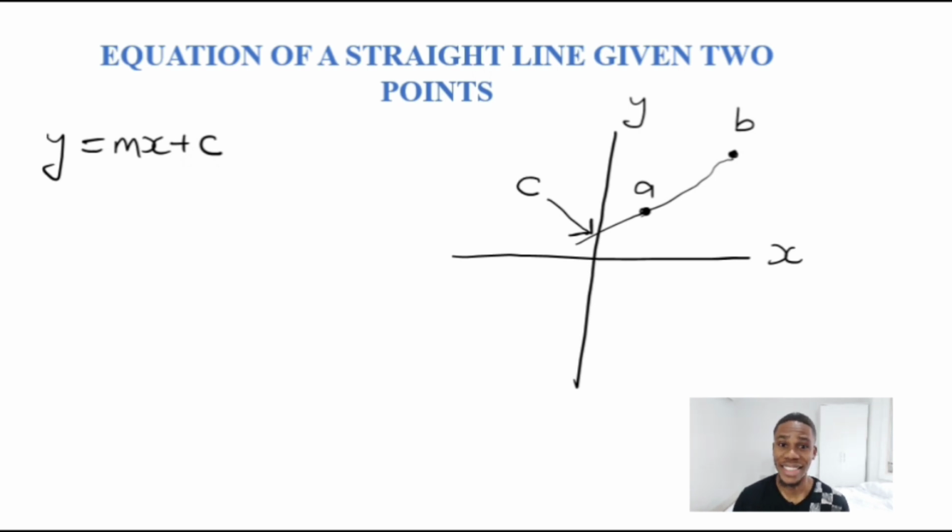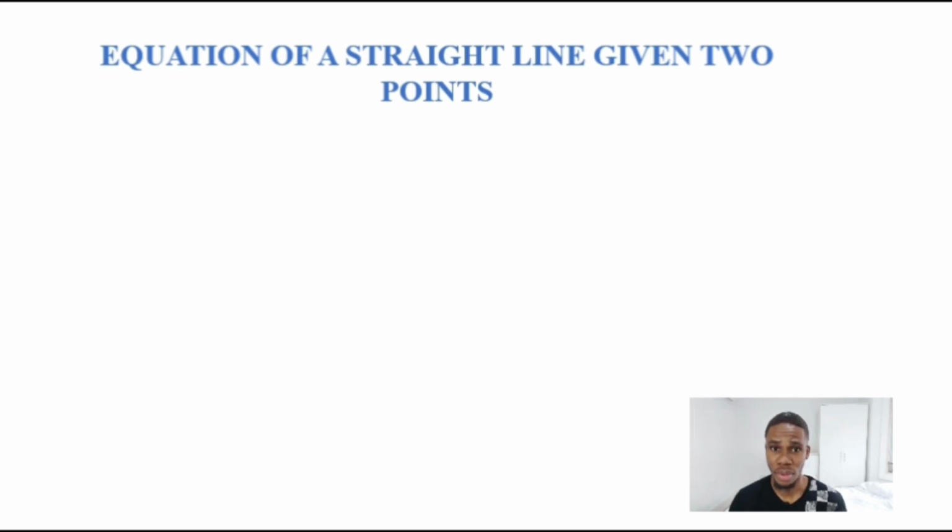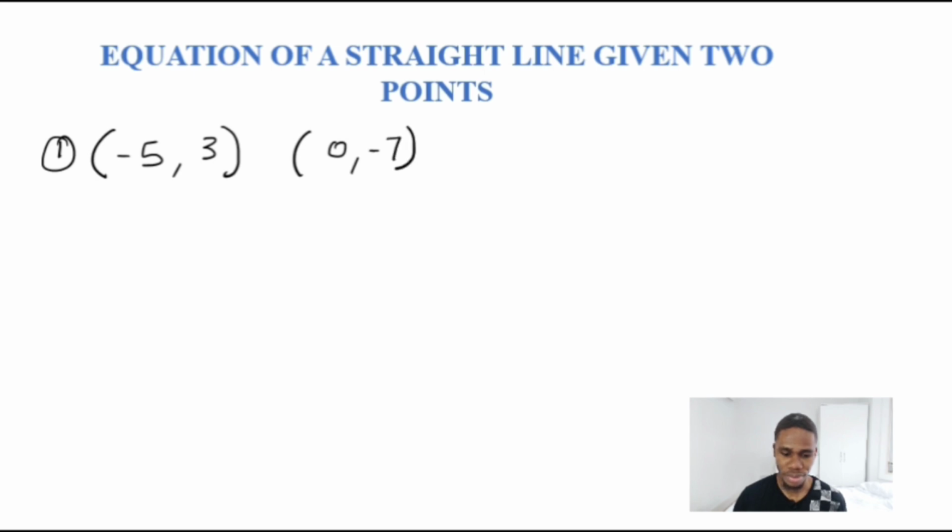So now let's take some examples. Our very first example is going to be, so our first point is -5, 3, and our second point is 0, -7. So we first find our gradient, and the gradient is given by the formula m equals y2 minus y1 divided by x2 minus x1.